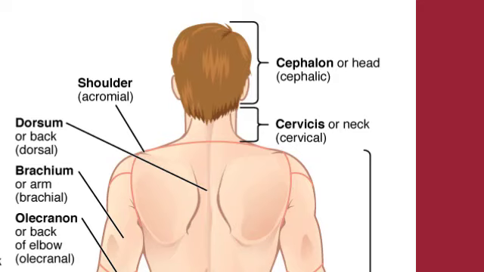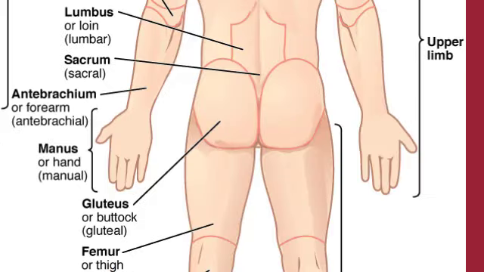We have also olecranon or back of elbow, or olecranial. We also have the antebrachium or forearm, or antebrachial. And of course, the whole hand is what we call the manus or manual.